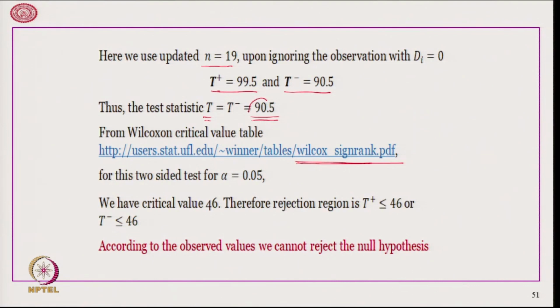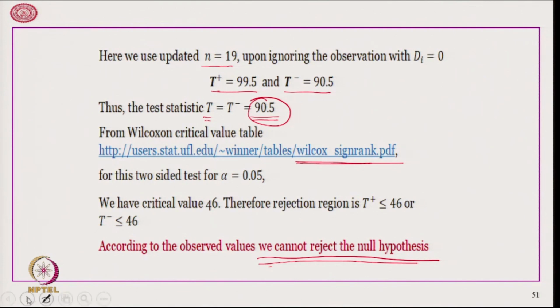But what have we got? We have got the value 90.5, which is greater than that. Therefore, we cannot reject the null hypothesis. So, that is the conclusion after this test: we cannot reject this null hypothesis for the sample that we have got.